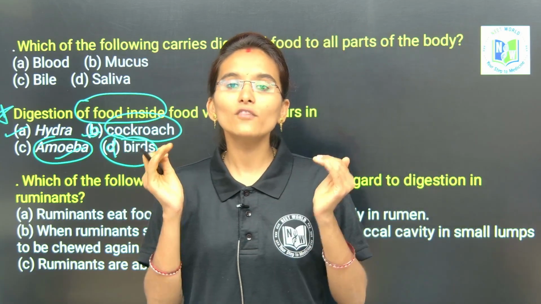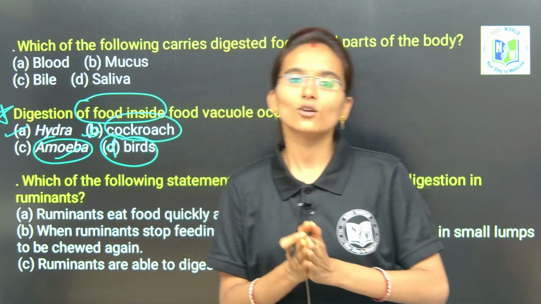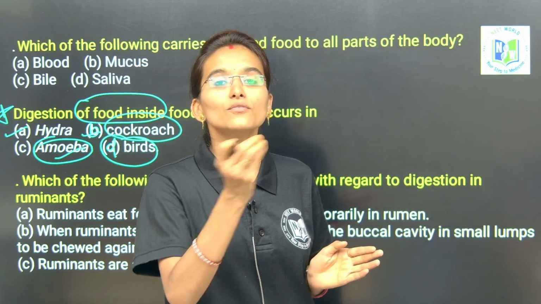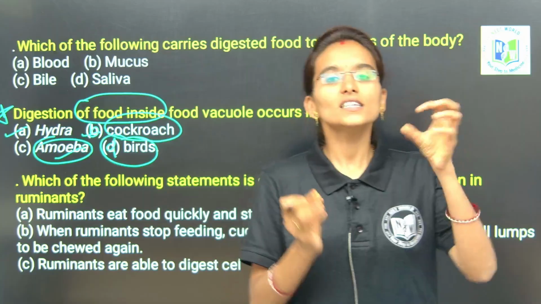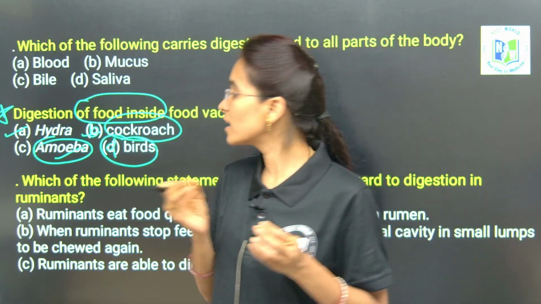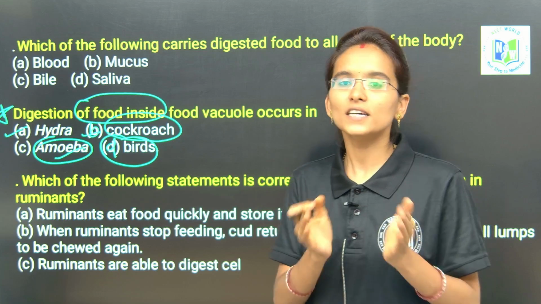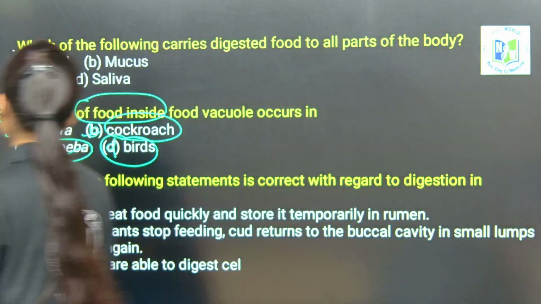With the help of the pseudopodia the phagocytosis process is going to occur. After phagocytosis the food vacuoles are going to form. Inside the food vacuoles we can find the food, and the digestion of the food is also going to take place inside the food vacuole, my dear students.